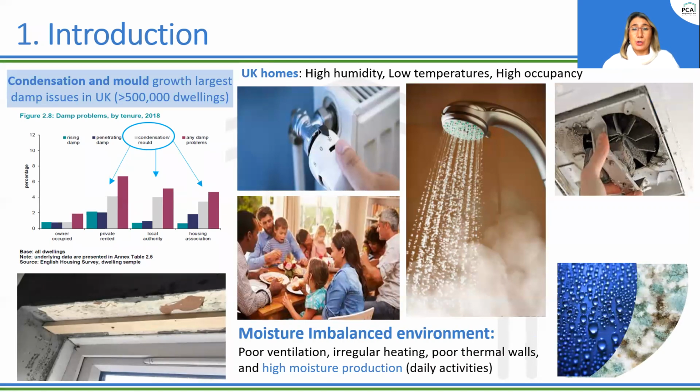So UK homes affected by high humidities, low temperatures, and high occupancy densities are considered to have moisture imbalance environments due to poor ventilation, irregular heating, poor thermal efficiency of the envelope, and obviously a high moisture production from day-to-day activities like showers, cooking, etc. And this can lead to surface condensation and mold growth, and eventually a lower indoor air quality of our living environments.